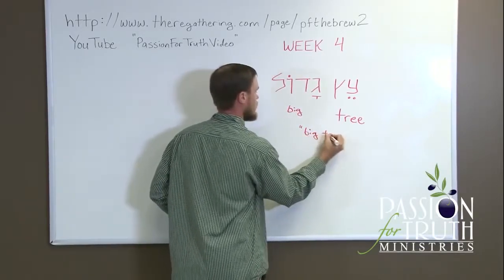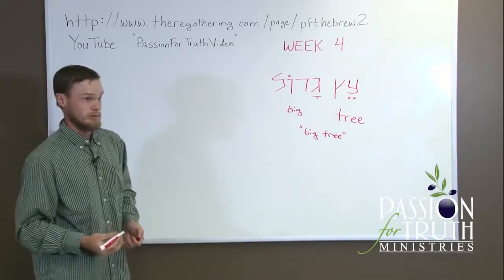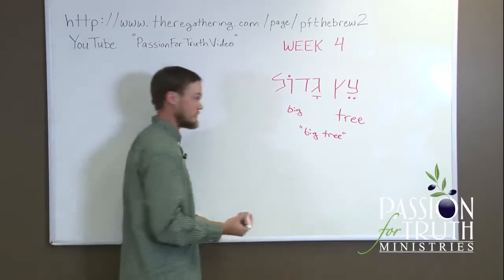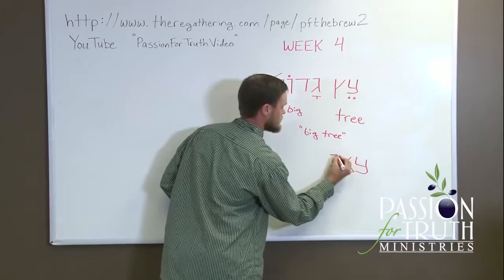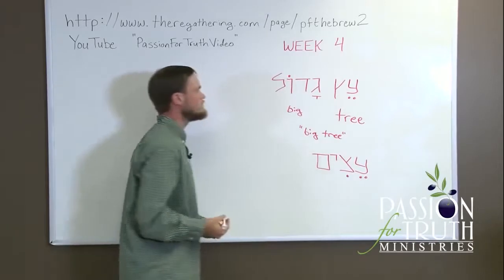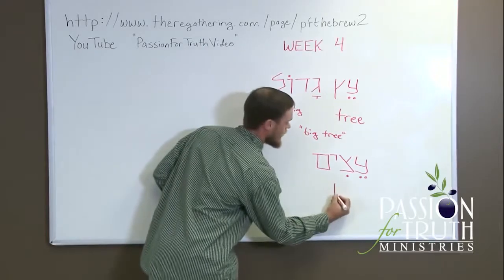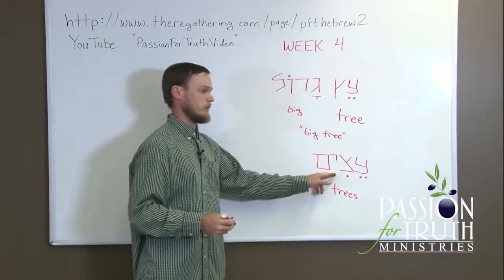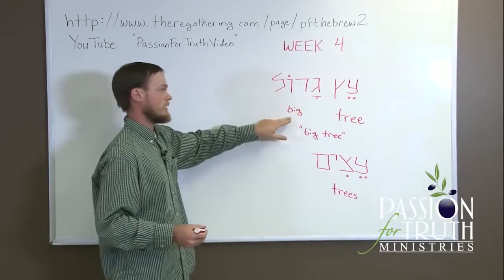Okay? A big tree. All right? Now if we make eitz plural to mean trees, then we add our chirik yod mem, so eitzim. If we're to speak of big trees, though, we have to change the form of the adjective to match the number of the noun. So eitz is singular, and gadol is the singular form of big. It's also masculine.